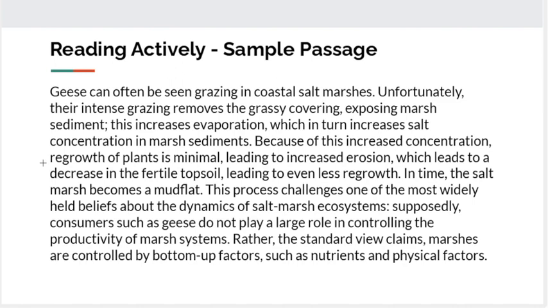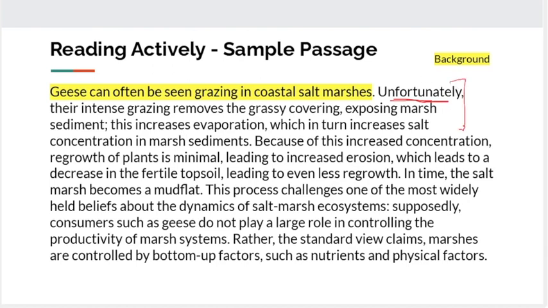Geese can often be seen grazing in coastal salt marshes. Now, that's certainly not an opinion. That's not a conclusion, not a main idea. Rather, it's some background information about geese. Now we see one of these opinion words. Unfortunately, their intense grazing removes the grassy covering, exposing marsh sediment. This increases evaporation, which in turn increases salt concentration in marsh sediments.